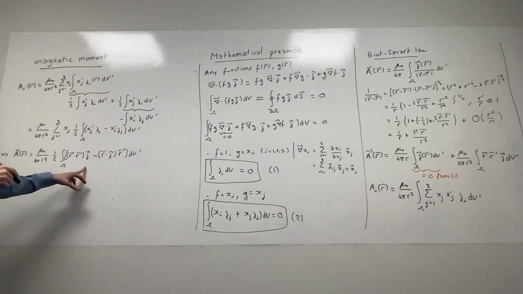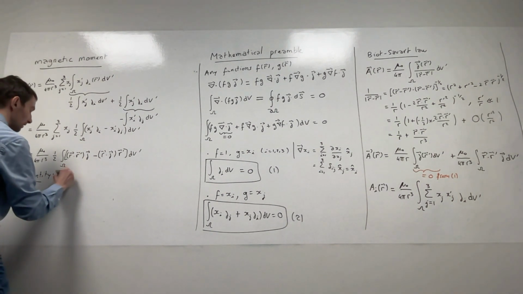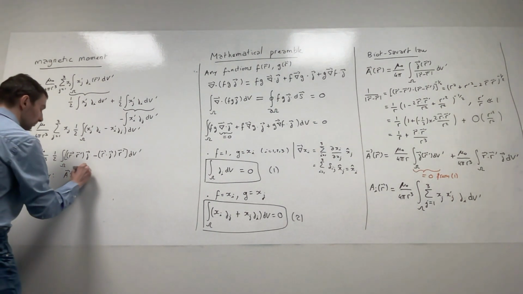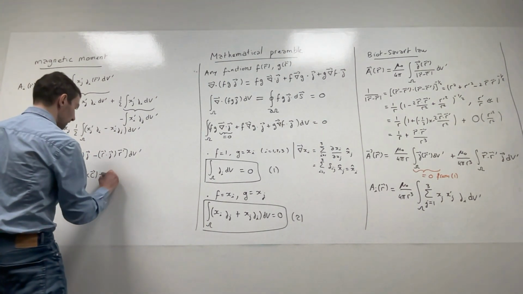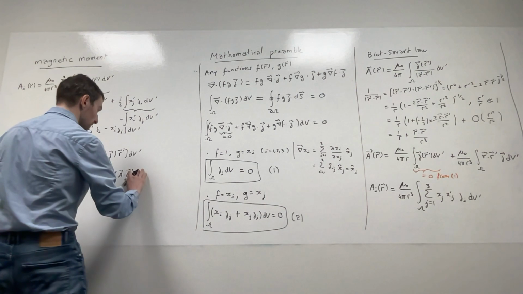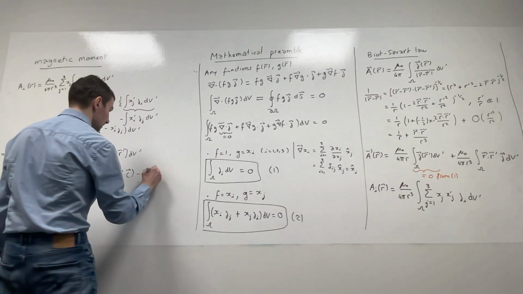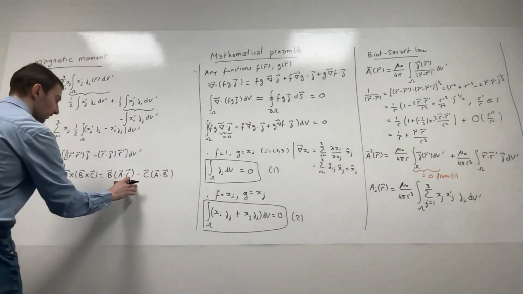Now, as it turns out, there is a relation, a mathematical identity, and that says that if you've got A cross B cross C, then this is equal to B times A dot C, and then minus C times A dot B. So that's a mathematical identity.